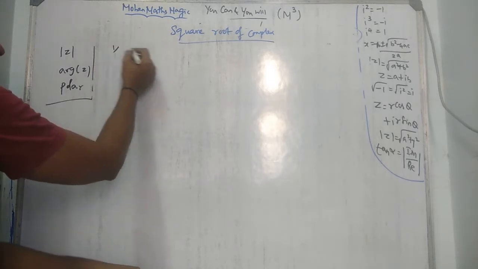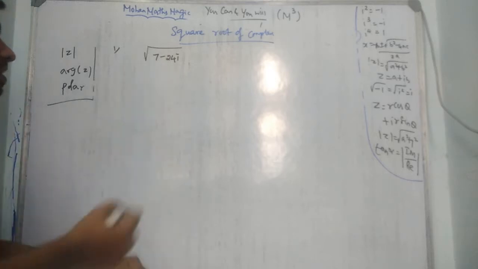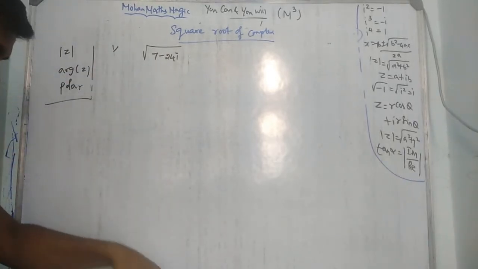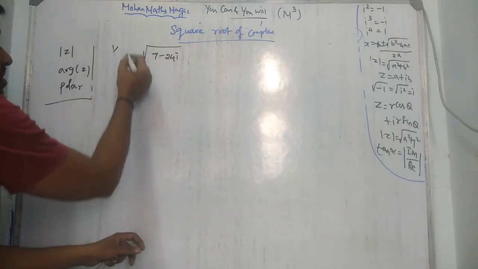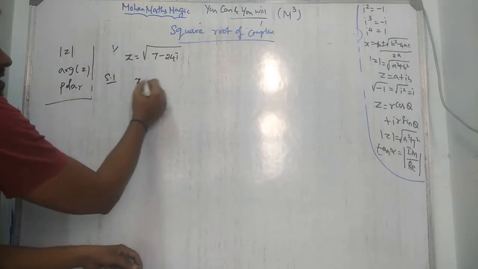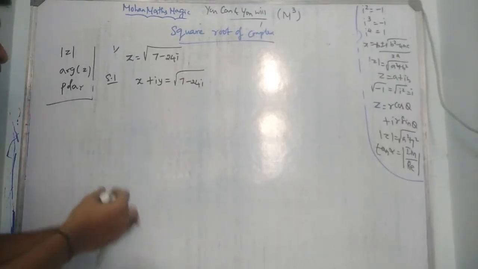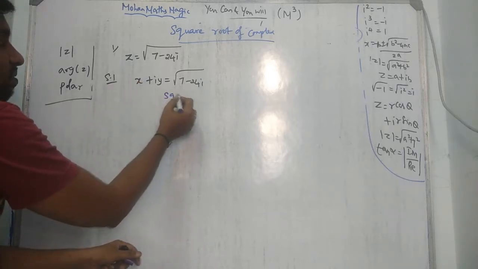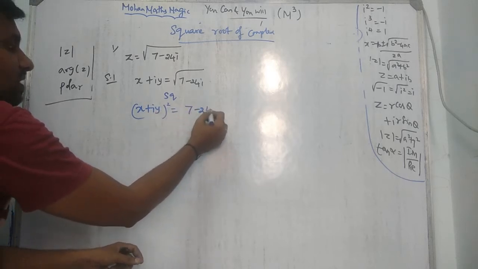So first sum, find the square root of 7 minus 24i, the square root of a complex number. Step number 1: imagine the square root is z equal to x plus iy. Now square on both the sides. This is the same step in all such sums. So (x plus iy) whole square equals the complex number, as the square root cancels with the square.